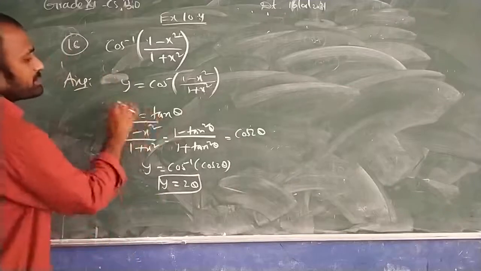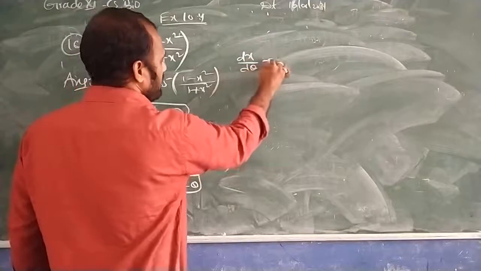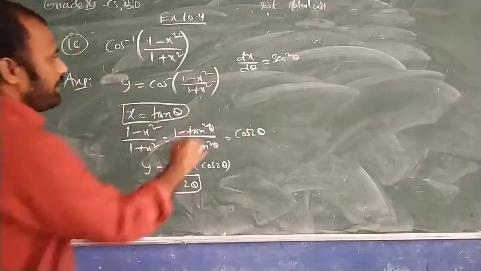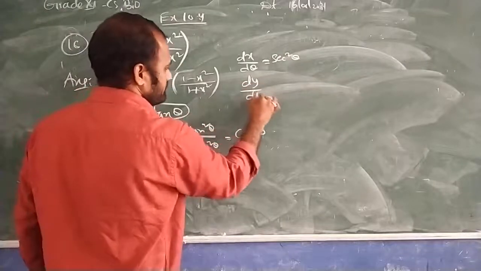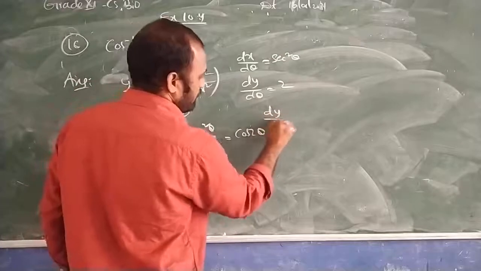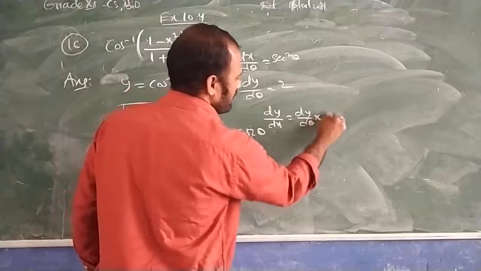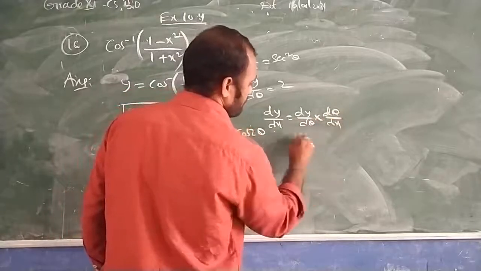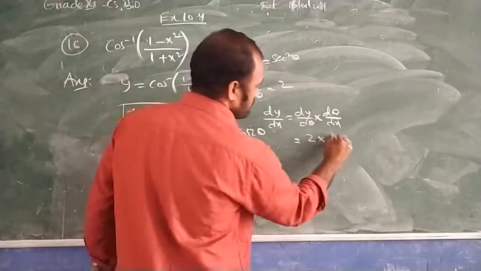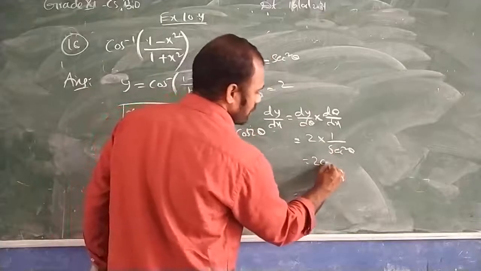So we got x as well as y. Let us do the derivatives: dx by d theta, as the derivative of tan theta is secant square theta, and dy by d theta, as the derivative of 2 theta is 2. Now we want dy by dx. dy by dx can be written as dy by d theta into d theta by dx. dy by d theta is 2 into the reciprocal of this, so that is 1 by secant square theta, which is 2 cos square theta.